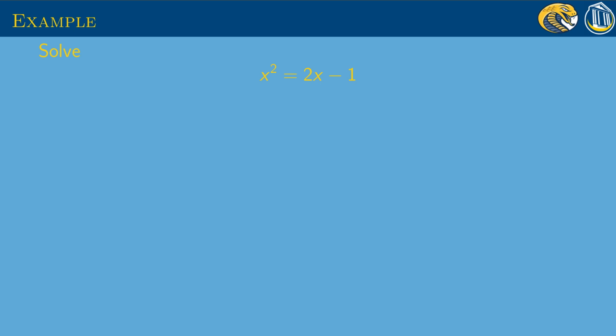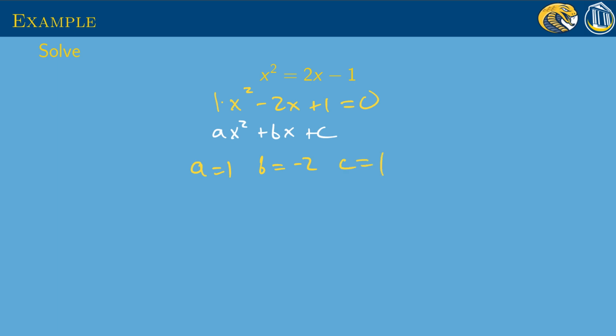What can we do with this? Well, if we go ahead and write this as x squared minus 2x plus 1 equals 0. Remember, we want all the terms on one side of the equation so that this looks like ax squared plus bx plus c. In this case, we have a equals 1. There's an invisible 1 right here. B equals minus 2. And c equals 1.